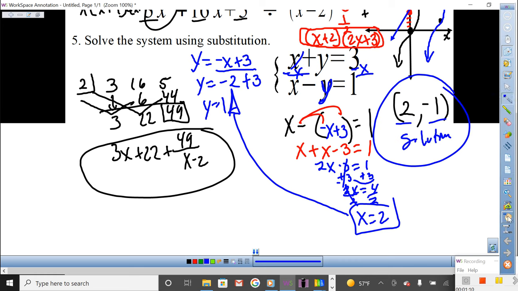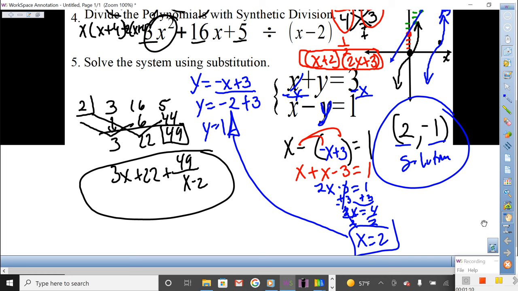Tell your neighbor what that means. Come on, wake up. What does that mean, guys? It means what? Hector. Where the two graphs intercept. Yes, if I was to ask you to graph these two, that's where they intercept.